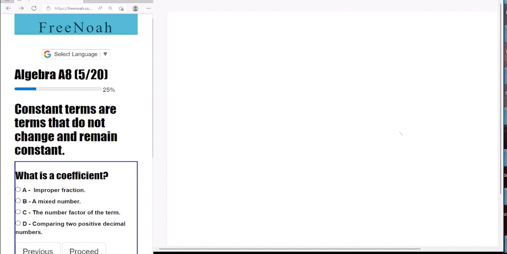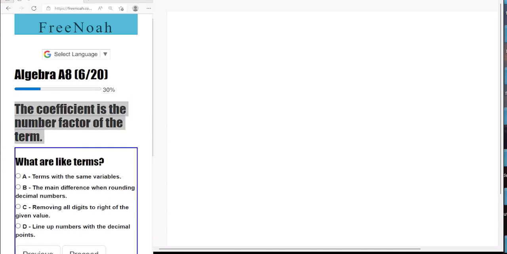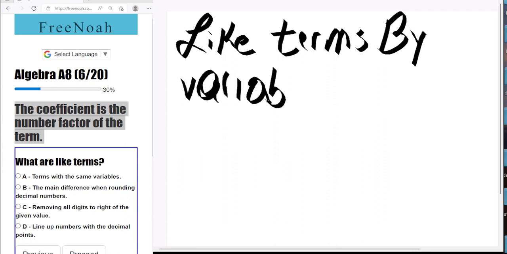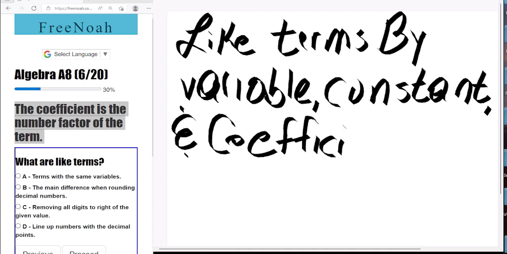Coefficient. The definition of a coefficient. So the coefficient is the number factor of the term. So we're going to go ahead and start introducing you to like terms, and the way you combine like terms. First, you have to take into consideration the variables, the constants, and their coefficients.